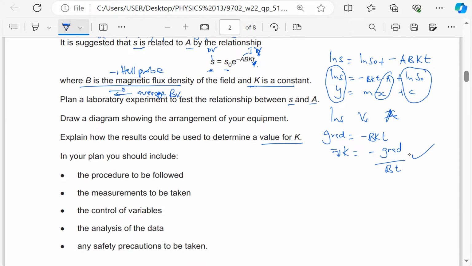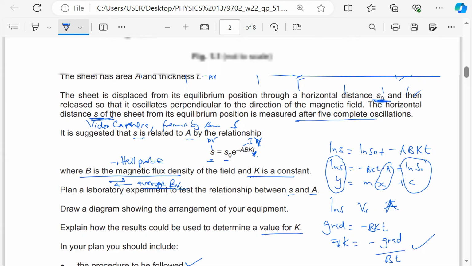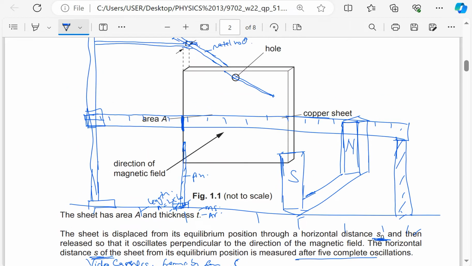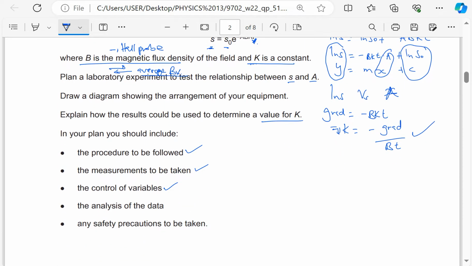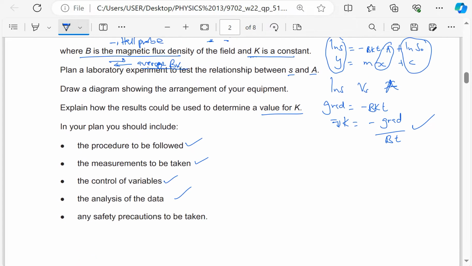So we can now think about the procedures, the measurements to be taken. I've mentioned most of them. What is to be kept constant? The magnetic flux density should be kept constant, and the thickness of this copper sheet should also be constant because it will affect the number of oscillations. Then for analysis of data, I've mentioned which graph should be plotted. This is going to be a straight line with an intercept of ln of S naught. It should not go through the origin.